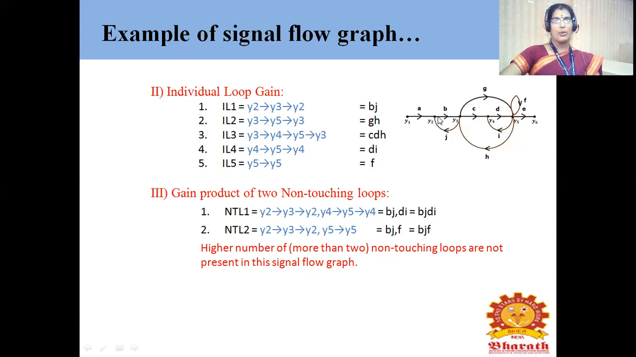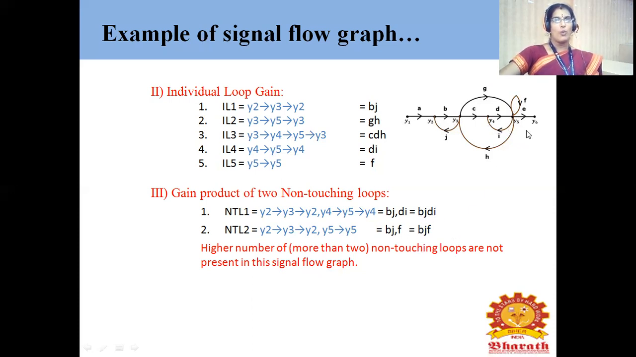So from the diagram now it will be easy for you to understand. See, Y2, Y3, Y2 is no way having connection with Y4, Y5 and Y4 because this node is different, this node is different. That is the first non-touching loop. Similarly, Y2, Y3, Y2 is no way having connection with Y5. So that is considered as the second non-touching loop.